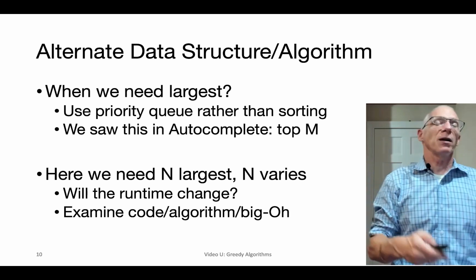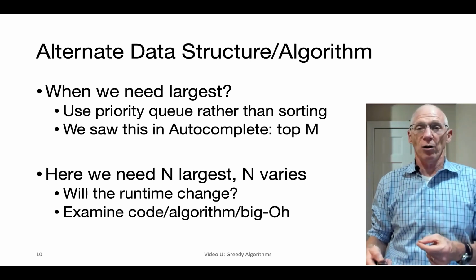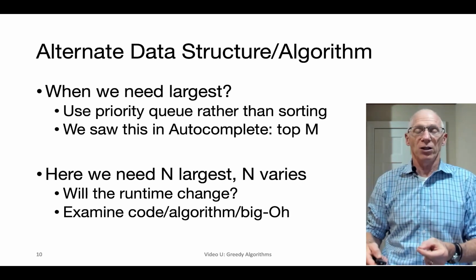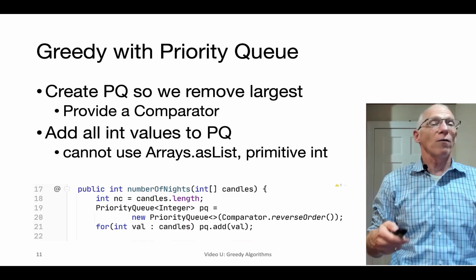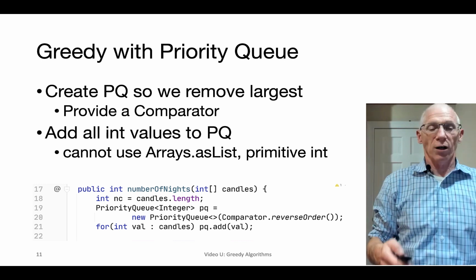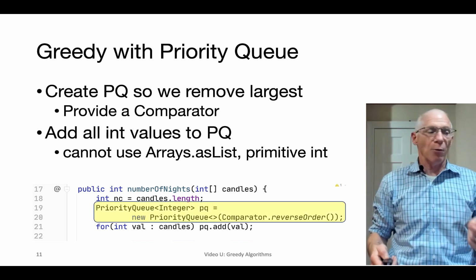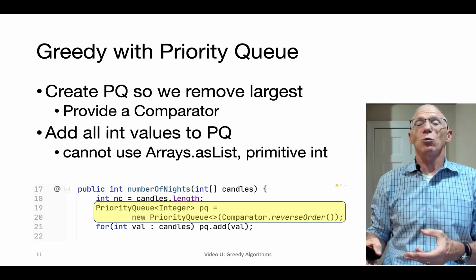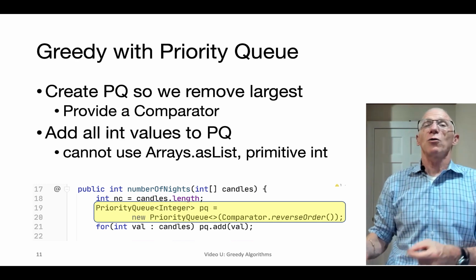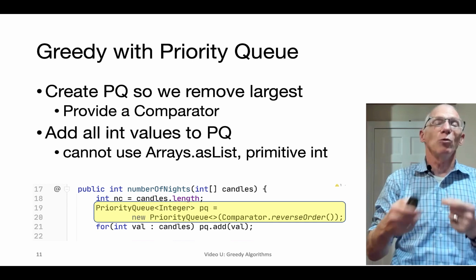We'll see that with Big O, the runtime doesn't change using a priority queue, but it actually is more efficient. And in another APT problem, it will be more efficient in terms of Big O. We're going to create a priority queue with a reverse order comparator, because we want the priority queue to return the largest element when we remove one.